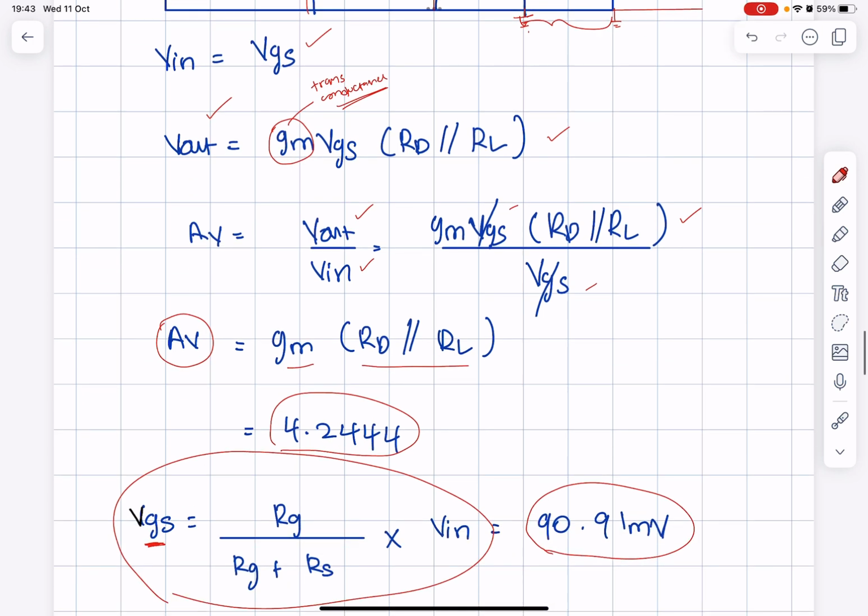So you obtain Av equal to 4.244, which has no unit. Voltage gain or current gain, there is no unit.